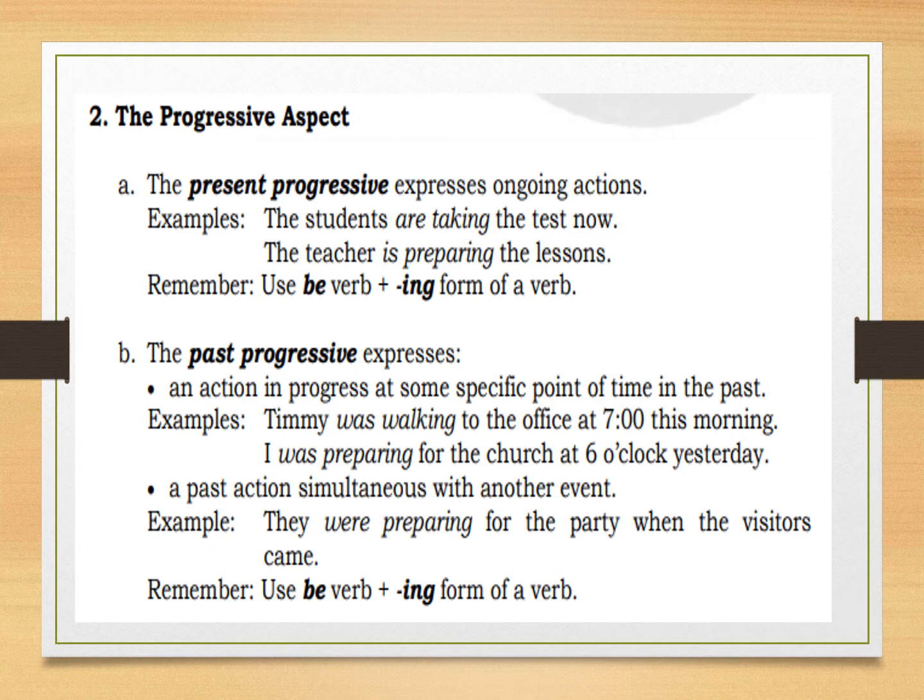Next, the past progressive. The past progressive expresses an action in progress at some specific point of time in the past. Examples: Timmy was walking to the office at 7 o'clock this morning. Another example, I was preparing for the church at 6 o'clock yesterday. A past action simultaneous with another event. Example, they were preparing for the party when the visitors came. So, use be verb plus ing form of the verb.